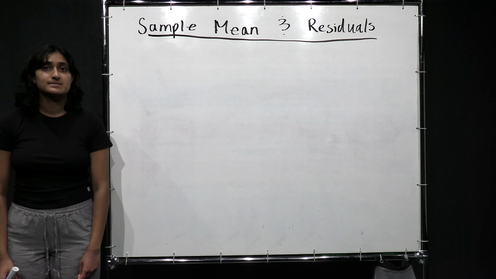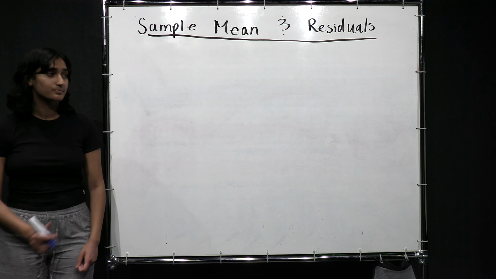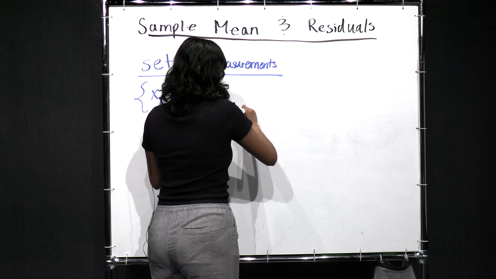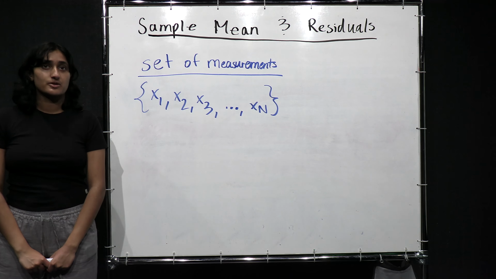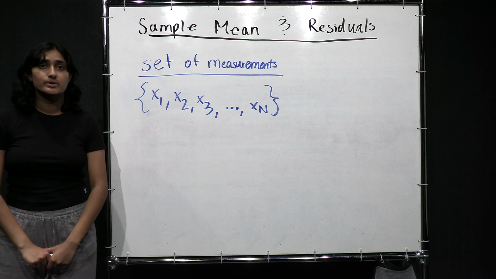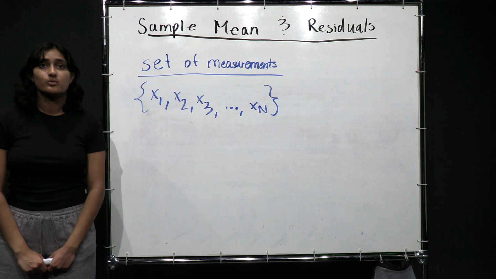Let's begin by making a set of measurements, x1 through xn, of the quantity of interest. For each sample measurement, we have one equation. For example, x1 equals 43.15. So for n samples, we have n independent equations.